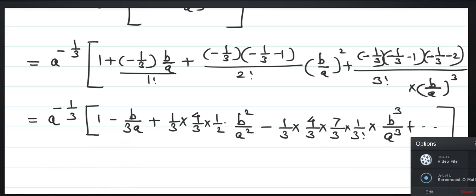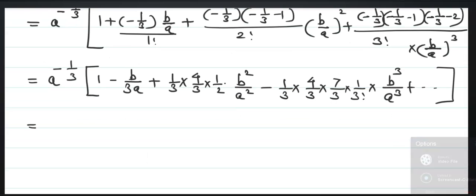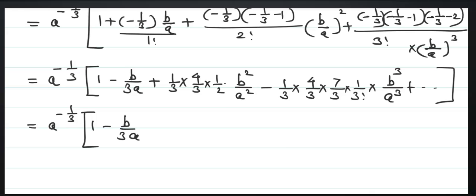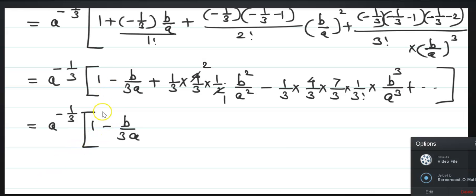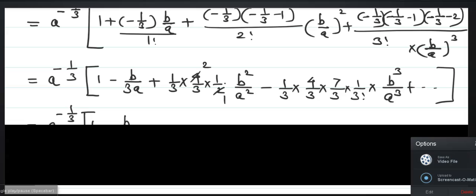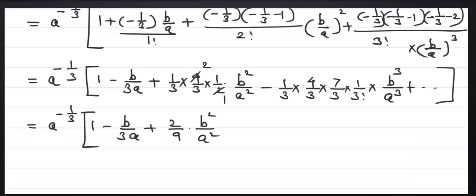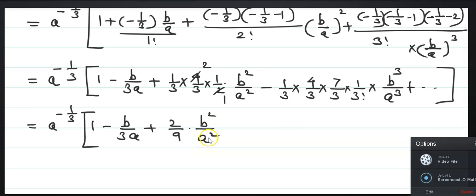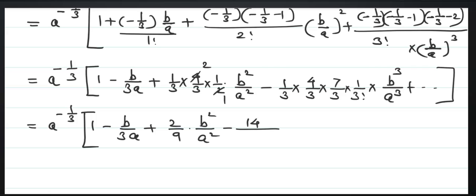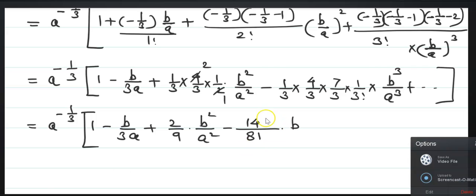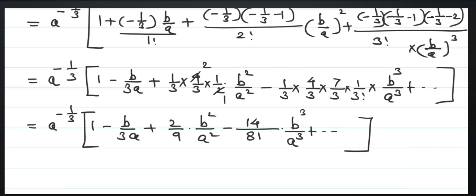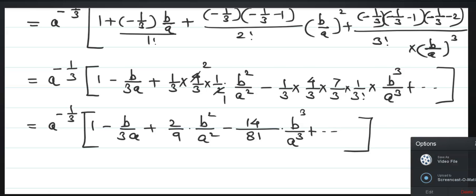And in this way you will get the answer. Therefore A raised to minus 1 by 3. Next is 1 minus B upon 3A. Next is 2 upon 9 into B square upon A square. And next is 14 upon 81 into B cube upon A cube, means the answer. Okay. Now next problem.